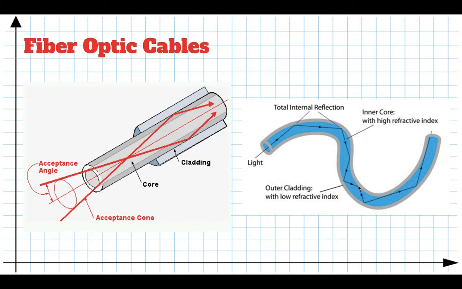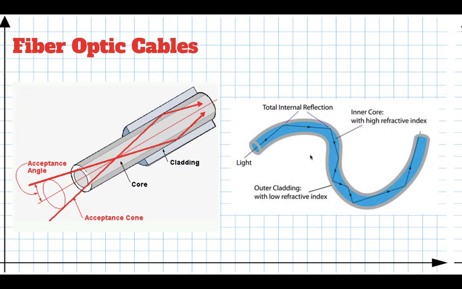It never gets out. So what's wild is you can have a clear pipe and you can send light down it, but the light can't escape the edges. It can only escape when it gets to the end. And so we call this a light pipe or a fiber optic cable.